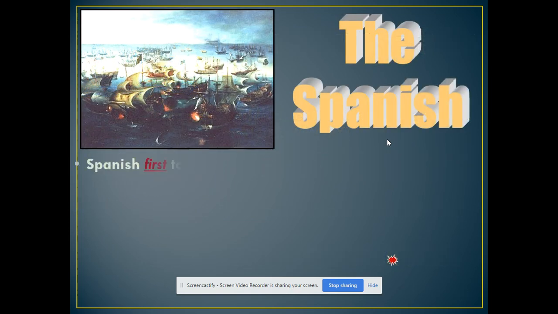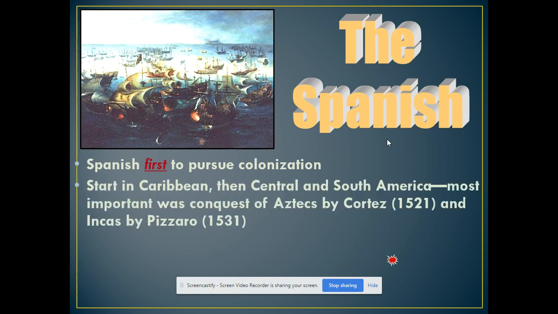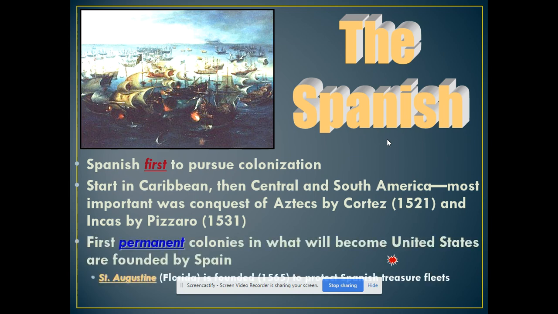Now let's talk about the Spanish. They're the first to pursue colonization because they go west first. So they first colonize the Caribbean, then they go to Central America with Cortez, and then they go to South America with Pizarro, which we're going to cover as well. They created the first permanent colonies in what became the United States. We have St. Augustine of Florida.